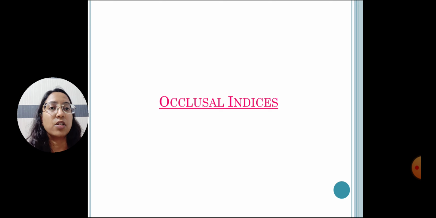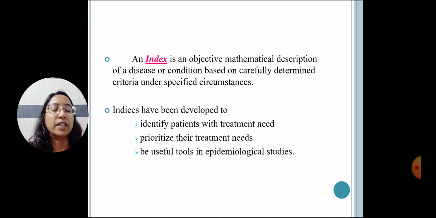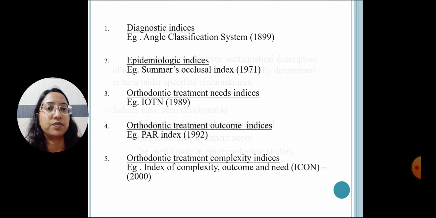So now coming to the occlusal indices. So what are these indices? An index is an objective mathematical description of a disease or condition based on carefully determined criteria under specific circumstances. These indices have been developed to identify patients with treatment need, to prioritize their treatment needs, and to be useful tools in epidemiological studies.